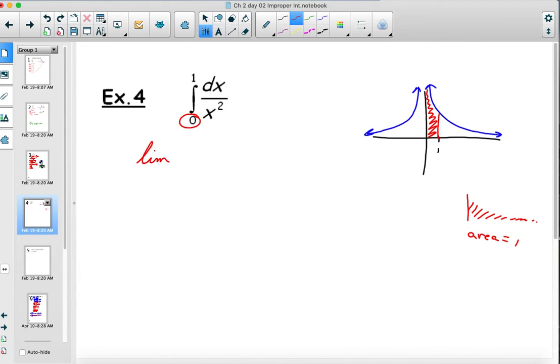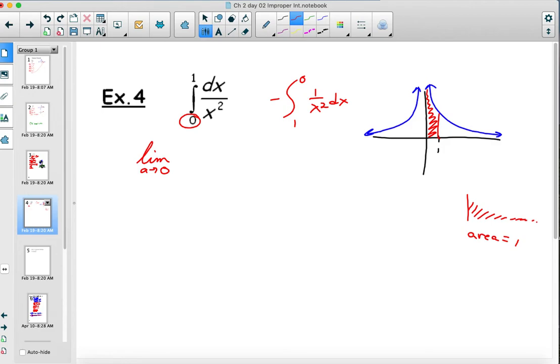I could be creative if I like to keep things in the same order as I did before. So what I could do is switch my limits of integration and make it negative, from 1 to 0 of 1 over x squared dx. Not that you have to, just to show you some tricks as you're working through problems if you get stuck and something will help you a little bit.